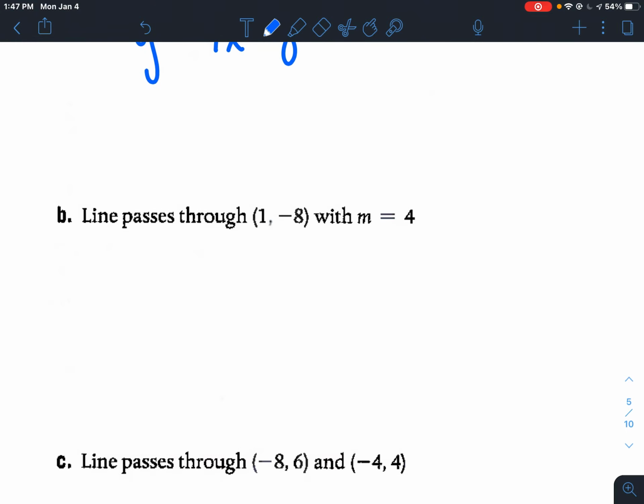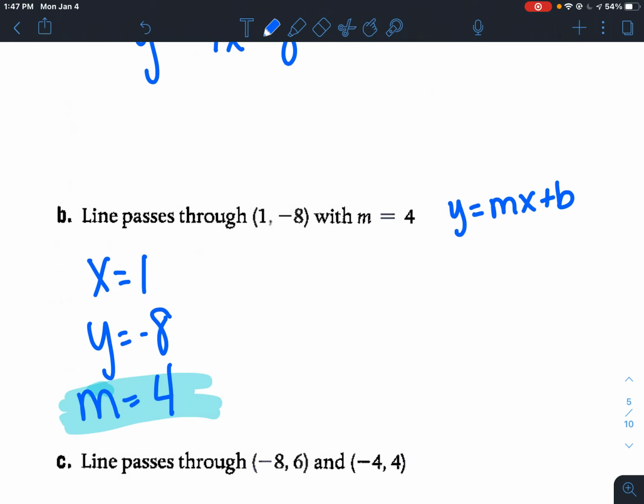What if the line passes through the point 1, negative 8 and has a slope of 4? So this time we're given a slope, but we're not given the y-intercept. So we need to find the y-intercept. Again, we're going to use y equals mx plus b. We're given an x value, we're given a y value, and we're given the slope. The only thing we're not given is the b value.